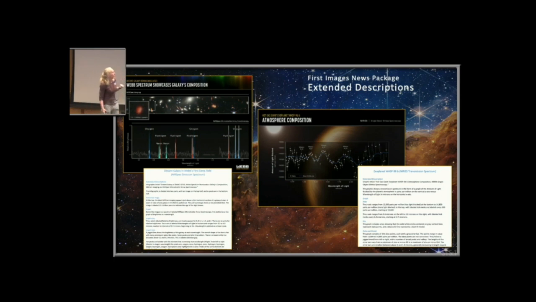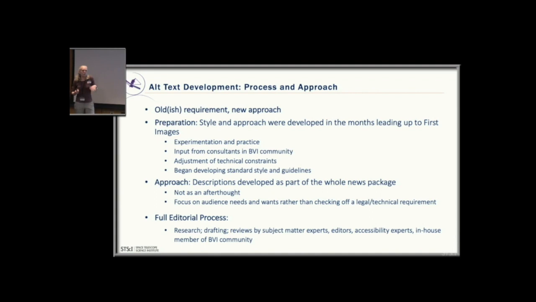Another graphic we have over here, and I'll go into more detail on that one, is what we call a transmission spectrum. It's basically a graph showing the brightness of light of different wavelengths, and it shows what different molecules are in this planet's atmosphere. And we needed a long description of that one, okay? So we did lots of things to make these accessible and interesting at different levels, right? Great, okay.